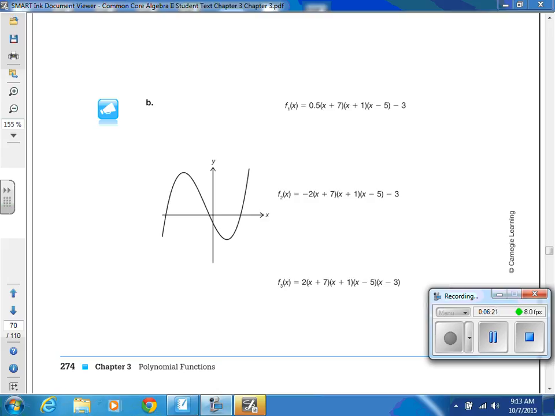Alright, good. Could it be f sub 2? No. Why not? Why can't it be f sub 2? A is going the wrong direction. Yeah, it has the wrong end behavior based on that A. How about f sub 3? Nope. Why not? Too many x-intercepts. What degree is f sub 3? It's 4th degree, and this is 3, or at least it's odd. Okay, great. Very good.